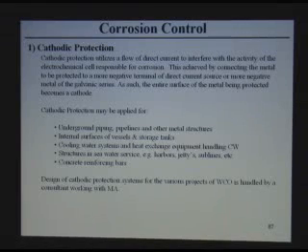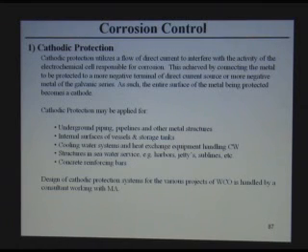We'll now talk about one of those items, cathodic protection. Cathodic protection utilizes the flow of direct current to interfere with the activity of the electrochemical cell responsible for corrosion. This is achieved by connecting the metal to be protected to a more negative terminal of a direct current source, or a more negative metal of the galvanic series. As such, the entire surface being protected becomes a cathode.